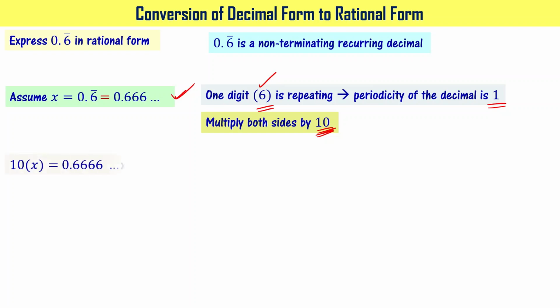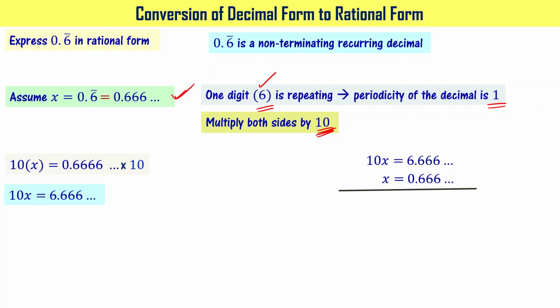When you do that, you can write it as 10x equal to 6.6666 and so on, right? Let me write that. I want to subtract x equal to 0.666 and so on from 10x. When I do that, this side, LHS side, it becomes 9x and RHS is going to be 6, right? So 9x equal to 6, x equal to 6 by 9, right?